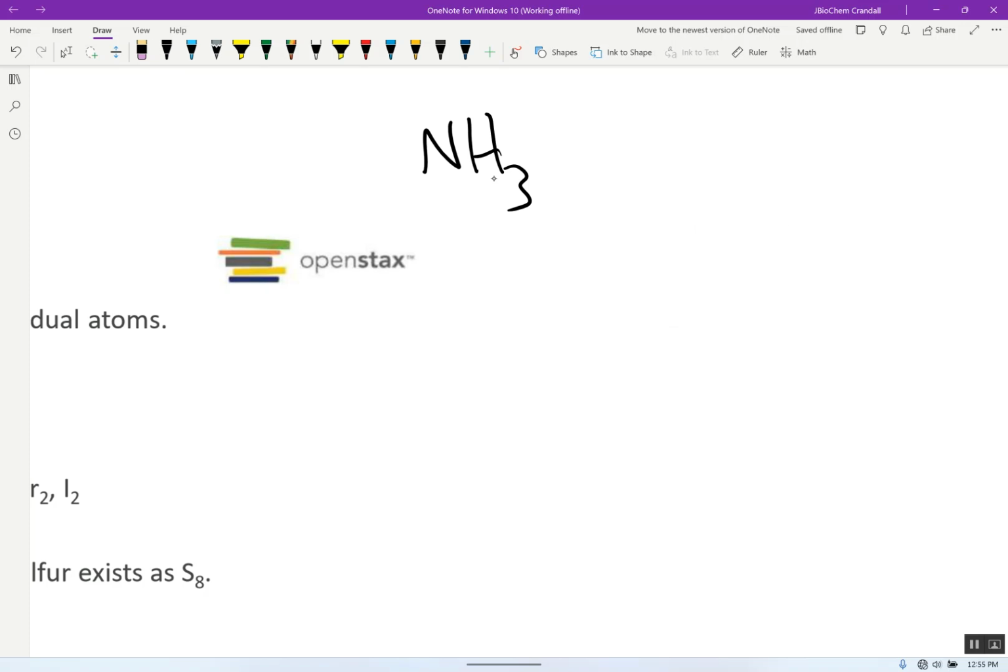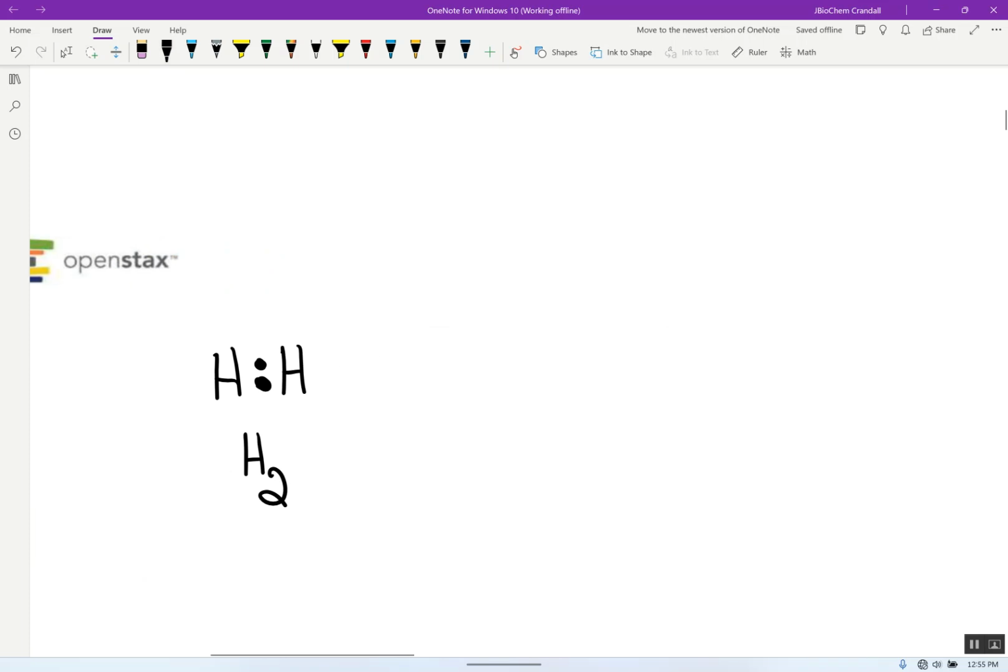But hydrogen on its own, because it has 1 electron, is not stable. So it needs a second hydrogen with 1 electron to become stable. And so, instead of just a single hydrogen, hydrogen exists as an H2 molecule. Okay? Or oxygen.